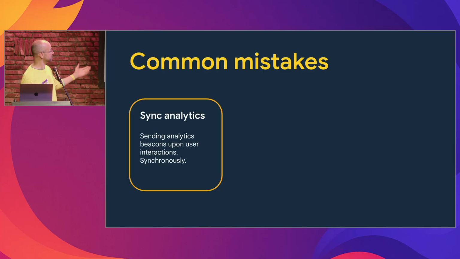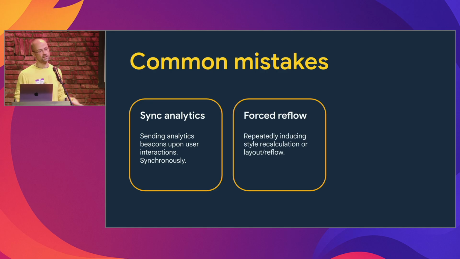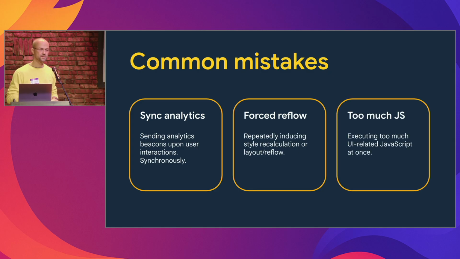The common mistakes I keep finding: the first and most common one is using synchronous analytics, sending analytics beacons upon user interactions, but synchronously. The second one is forced reflow, something going on in the paint part of the interaction. So repeatedly inducing style recalculation or layout reflow, or executing too much UI-related JavaScript all at once. And by far, this is the most common one.